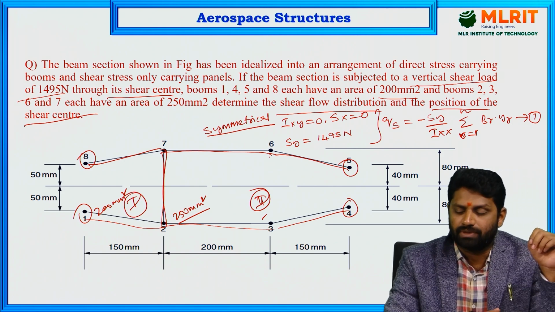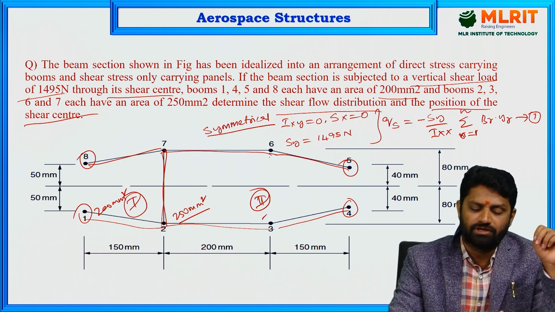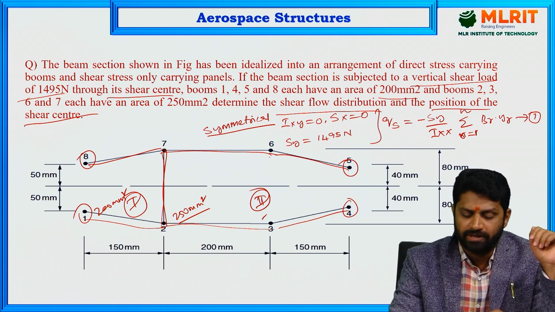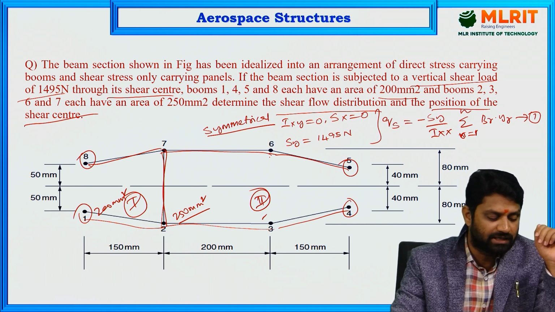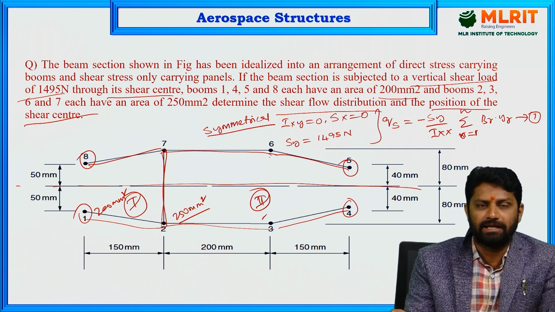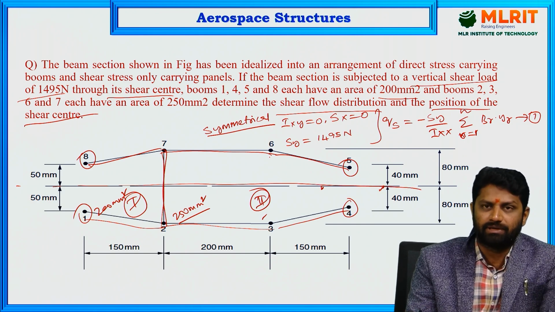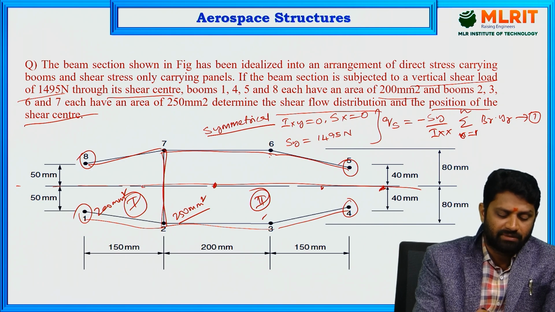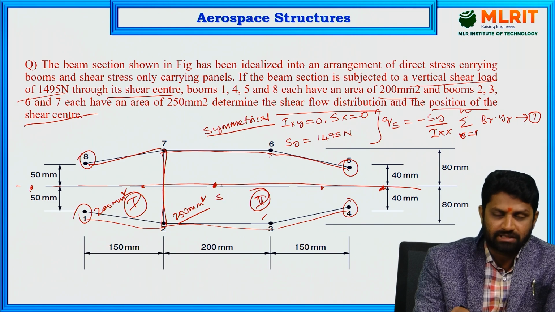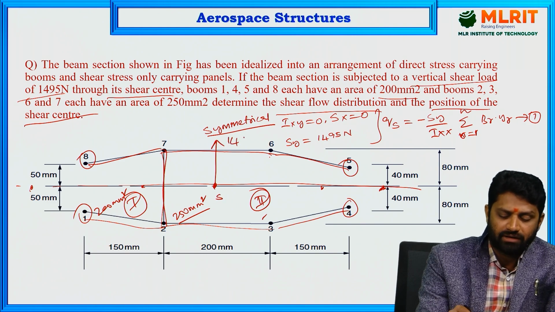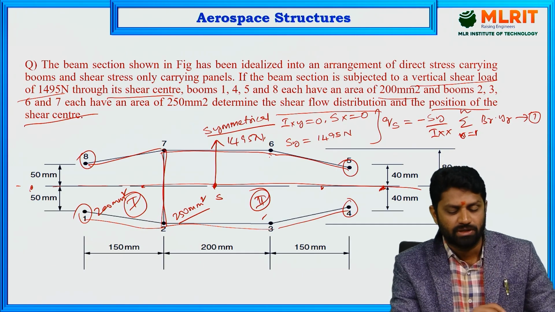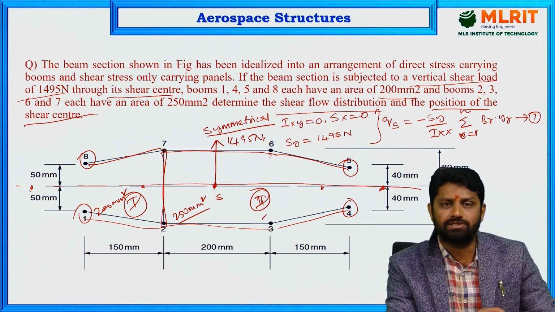So this is the problem, and you have to first calculate the shear flow distribution. Once the shear flow distribution is known, you can get the shear center, because we know the property of the shear center is that it lies on the axis of symmetry. So it lies on this horizontal axis of symmetry. It may lie anywhere along it, so you can assume any one. Let's assume the shear center is acting at this point, and through it the 1495 vertical shear load is acting such that the twist of the section can be neglected.